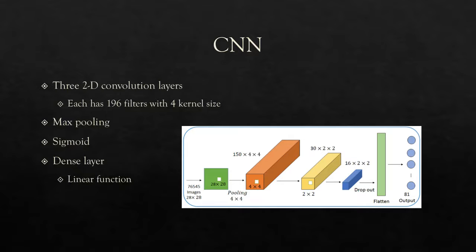So for the CNN, there are three 2D convolution layers, each of which has 196 filters with a kernel size of 4 and max pooling here, and we use the sigmoid function. In the dense layer we use a linear function.